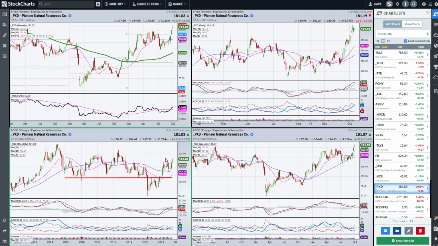Now we made our pullback and held a decent support area around 150. So we held that and are turning up. And notice what MACD is crossing back above the 0 line. We had a little pinch there.